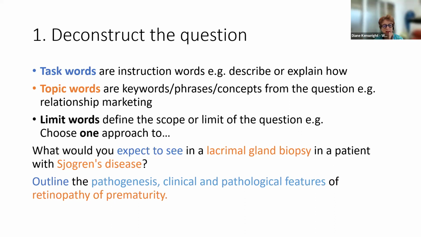Okay, let's have a look at this one. Outline, which means write dot points. The pathogenesis. So what's pathogenesis, Amanda? People often get confused between pathogenesis and etiology. Yes, well, pathogenesis is a process, isn't it? It's a stepwise process of causation leading to the disease that we see. That's right. It is a process.